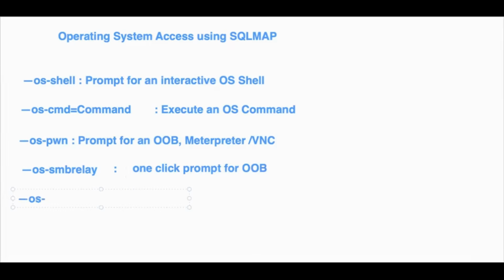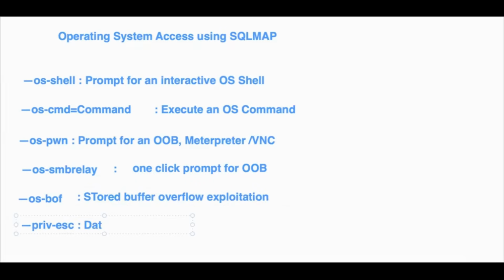Hyphen hyphen os-bof, buffer overflow. So a shell will be executed using buffer overflow exploitation with this command. Then hyphen hyphen priv-esc, privilege escalation, which escalates the database process user with some privileges.